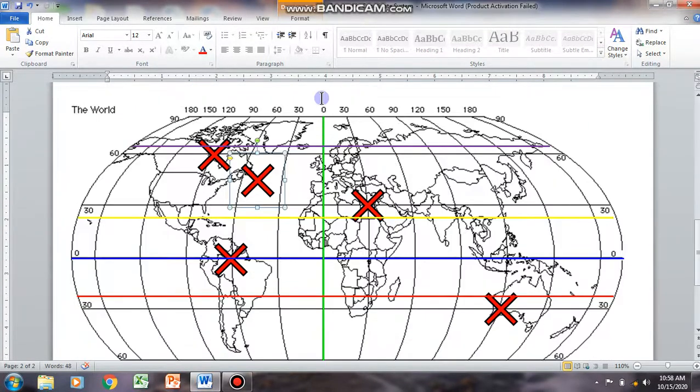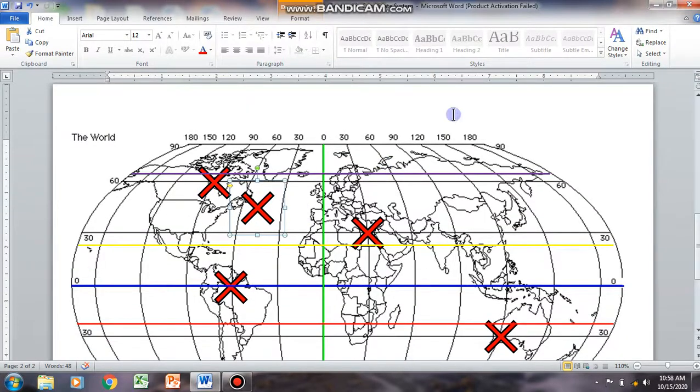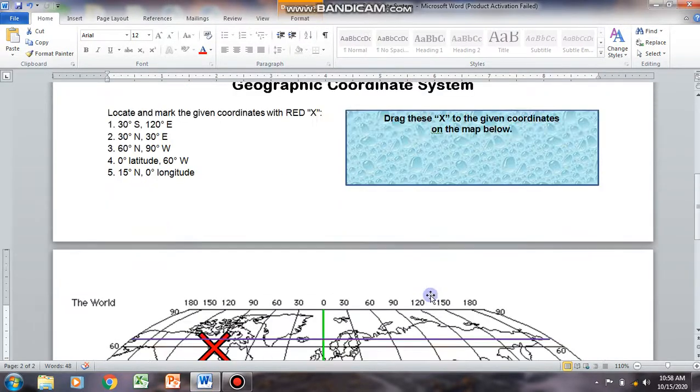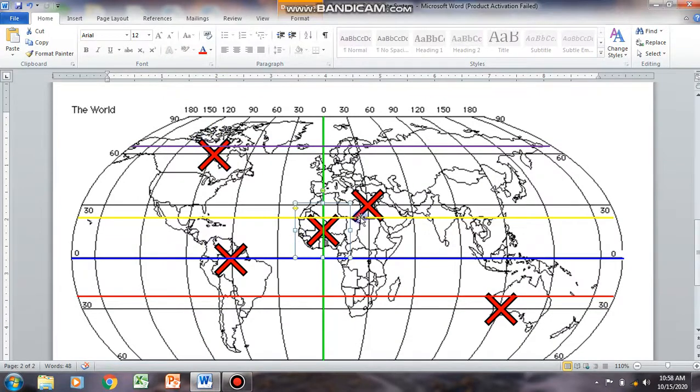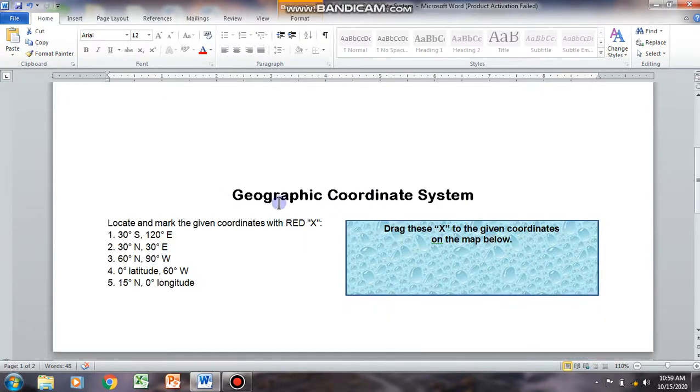Longitudes are the vertical line. So this is the 0 degrees, which is what we call the prime meridian. And 15 degrees north is estimated to be here. This country is Mali, na nasa Africa. So here it is. The 5 coordinates of the specific places on Earth. Australia, Egypt, Mali, Brazil, and Canada. And this is how you use the geographic coordinate system.